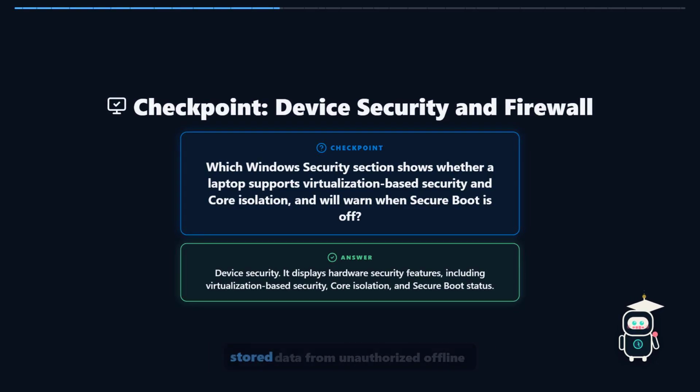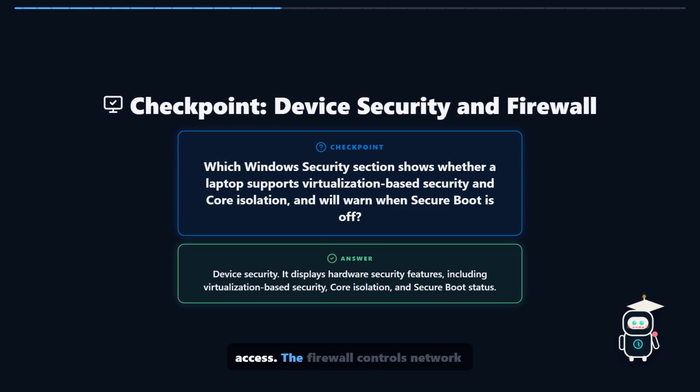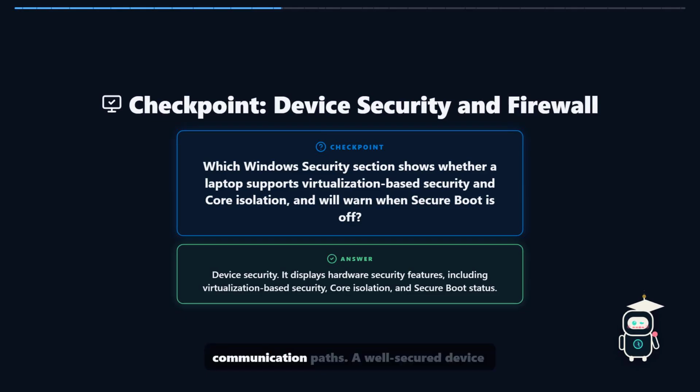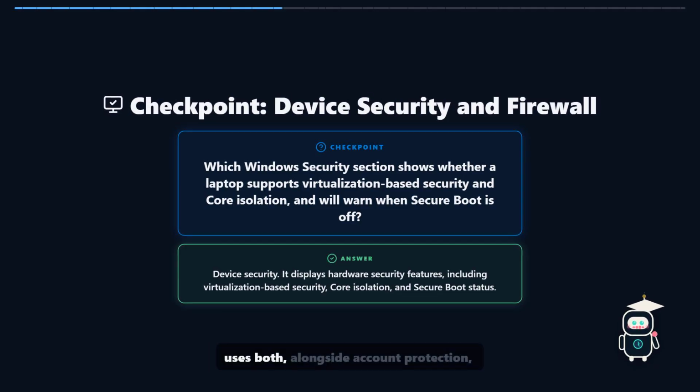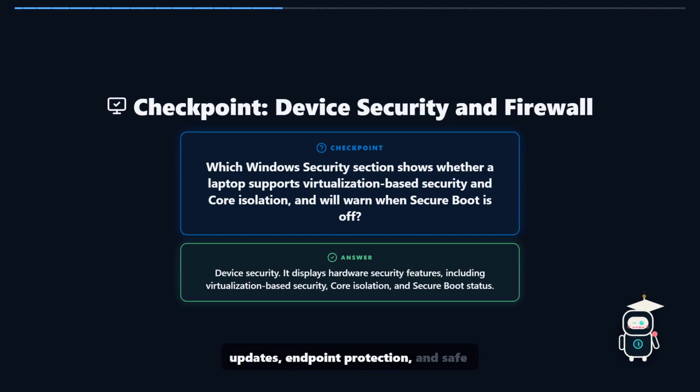The two controls solve different problems. BitLocker protects stored data from unauthorized offline access. The firewall controls network communication paths. A well-secured device uses both, alongside account protection, updates, endpoint protection, and safe configuration.